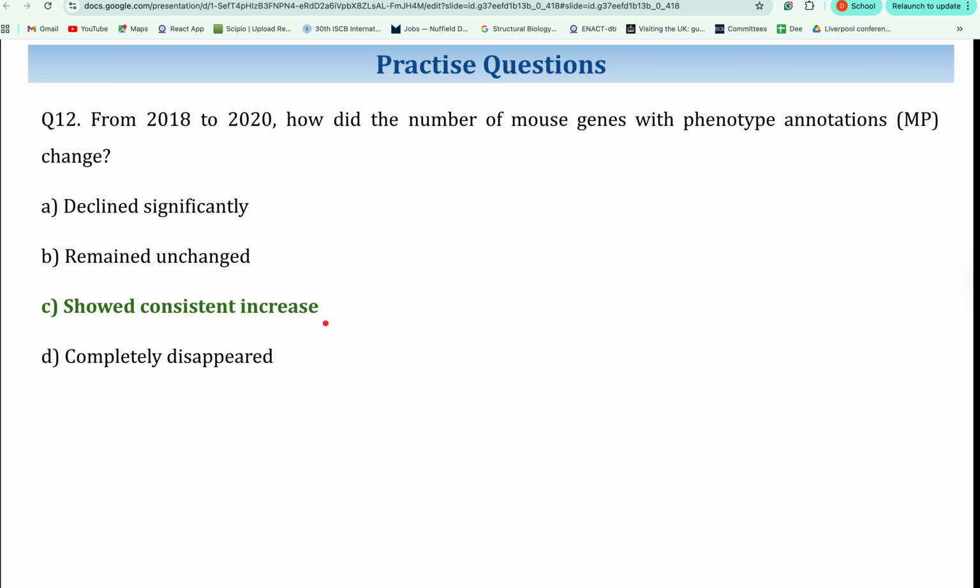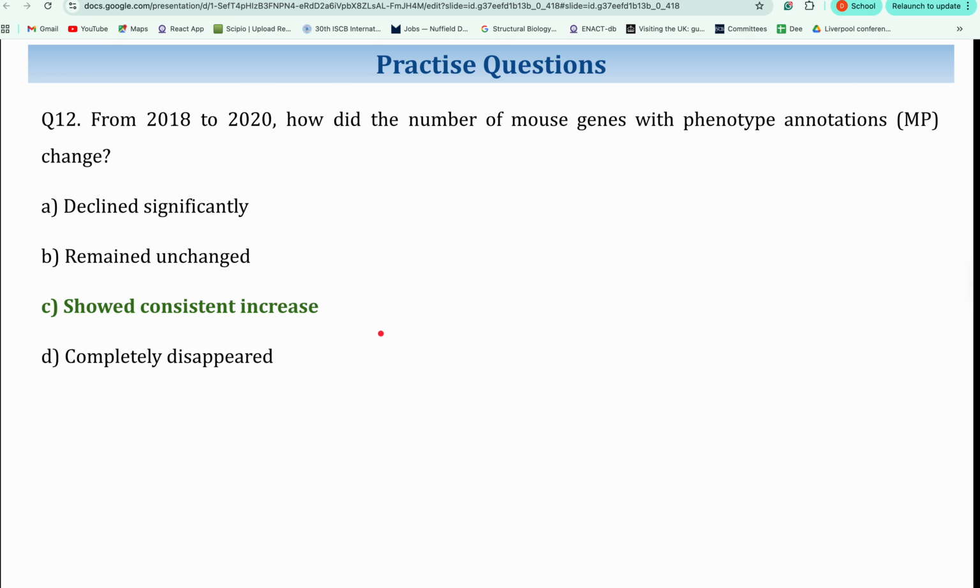This is correct because there are large scale projects running, like the International Mouse Phenotyping Consortium, which is IMPC. It steadily added more annotated mouse genes each year. So the number of genes with phenotype annotations is consistently increasing. Whereas the last option was completely disappeared. This is also incorrect because phenotype annotations are core to mouse functional genomics. So they do not vanish. They remain.